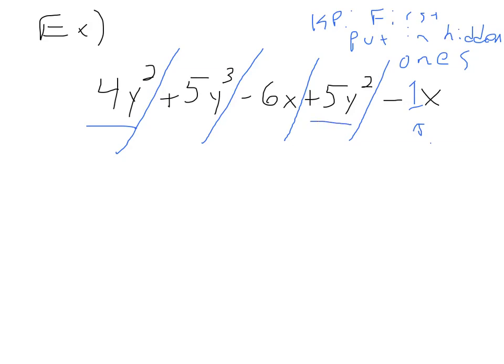Next, I look at this y to the third, the 5y to the third. Are there any other y to the third terms? The answer, no. Negative 6x. Are there any other x terms? The answer, yes. So I'm going to circle. I'm just marking these differently.